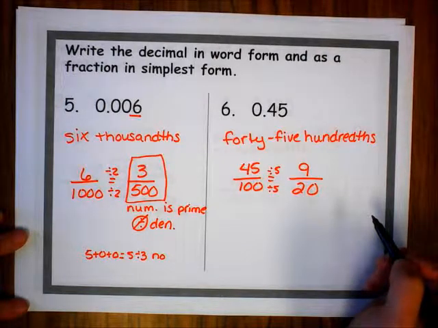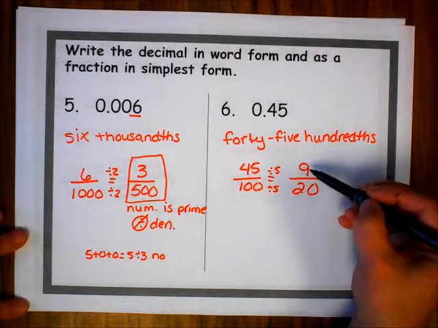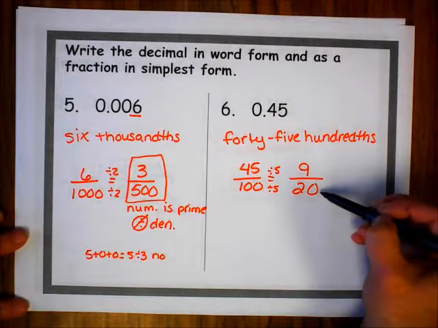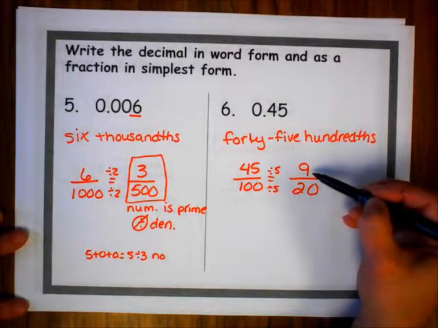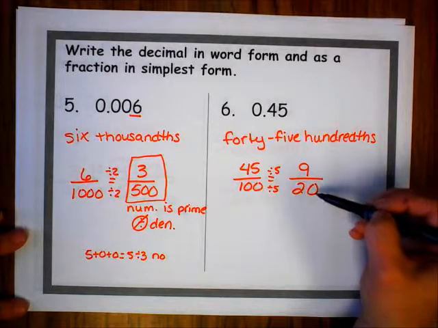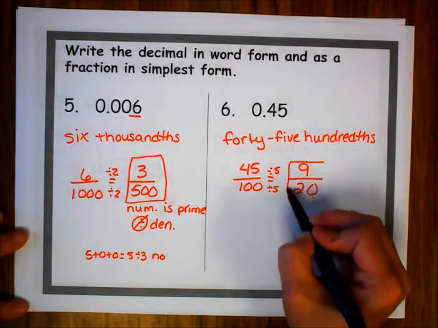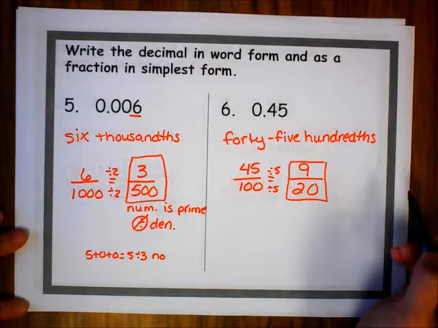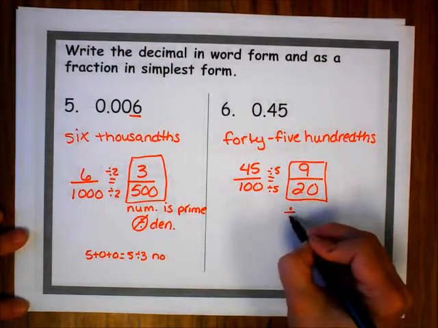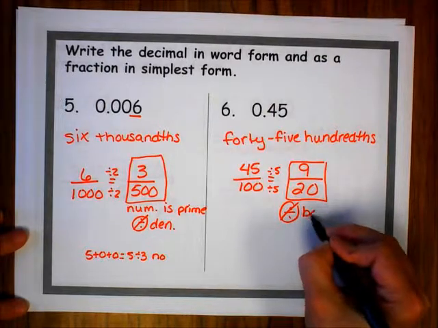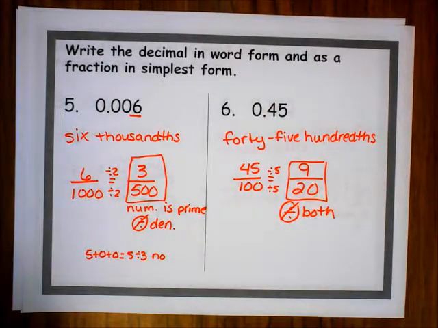Now let's see if I can continue to simplify some more. Can you think of anything that divides evenly into 9 and 20? Well, I know the only numbers that divide evenly into 9 are 1, 3, and 9. 1 will divide into 20, but it won't change my numbers any when I divide by 1. 3 will not divide into 20, and neither will 9. So therefore, 9/20 is in simplest form because no number will divide evenly into both the numerator and the denominator.